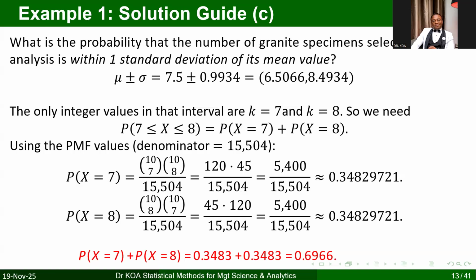Which is true, because below the 7, you have 5 and 6, and above the 8, you have 9 and 10. So clearly, the chances are quite high. That is hypergeometric distribution. Congratulations for understanding it. Any question before we go to the next one?